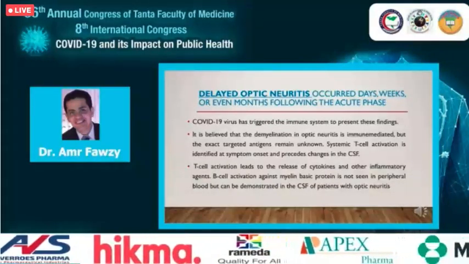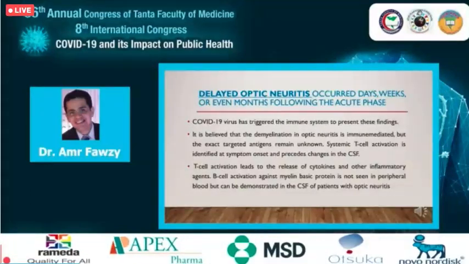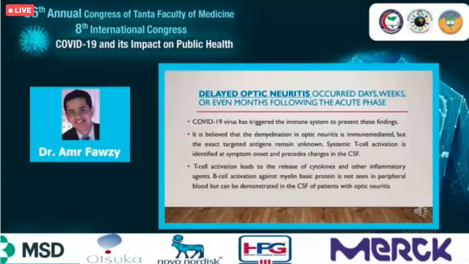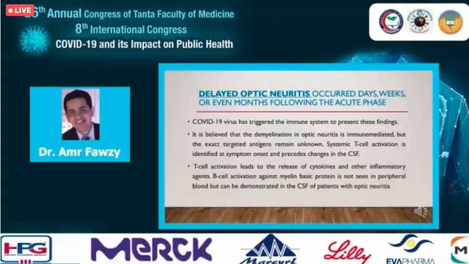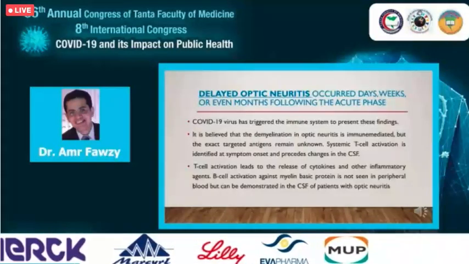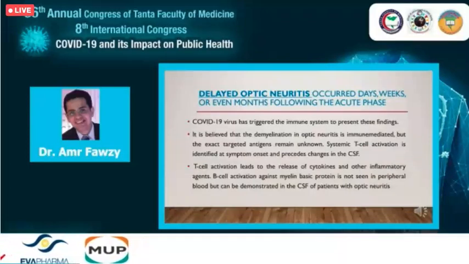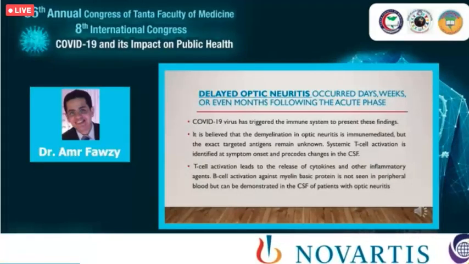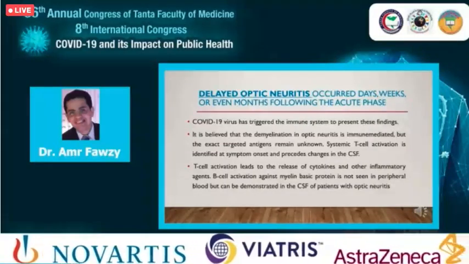But in delayed optic neuritis, which occurred days, weeks, or even months following the acute phase, the COVID-19 virus has triggered the immune system to present these findings. So the delayed type is the immune mediated type. It is believed that demyelinating optic neuritis is immune mediated, but the exact targeted antigens remain unknown. Systemic T-cell activation is identified at symptom onset and precedes the changes in the CSF.